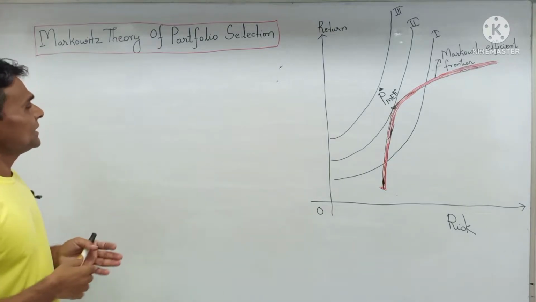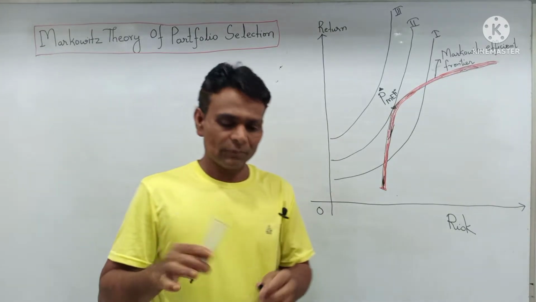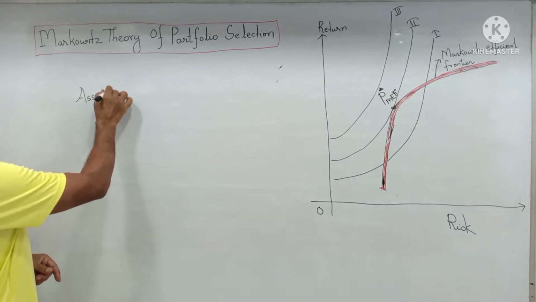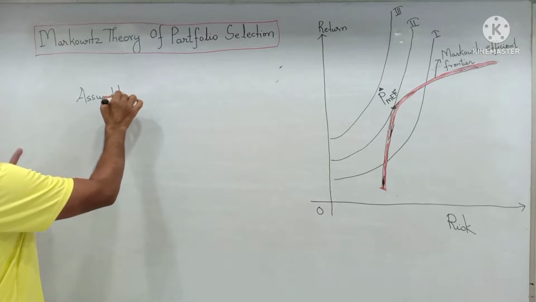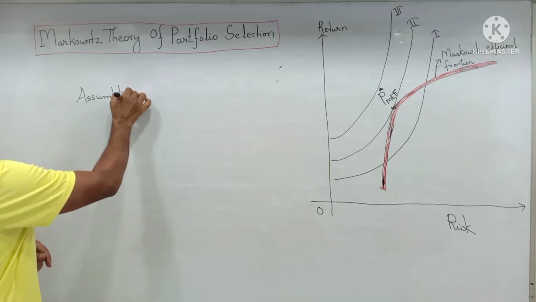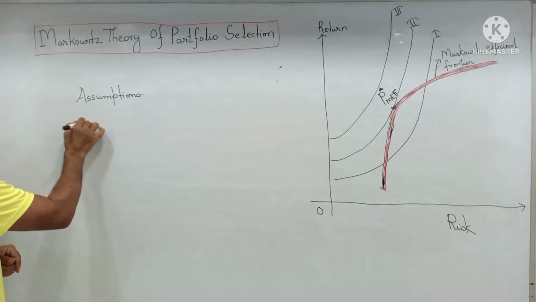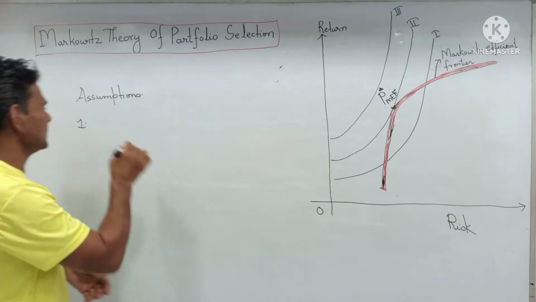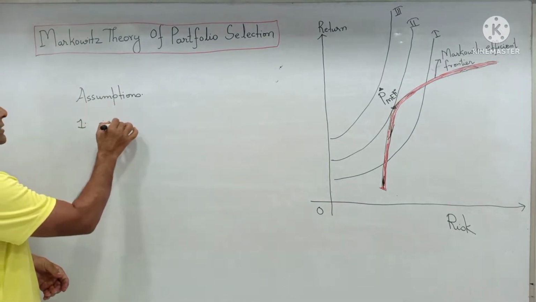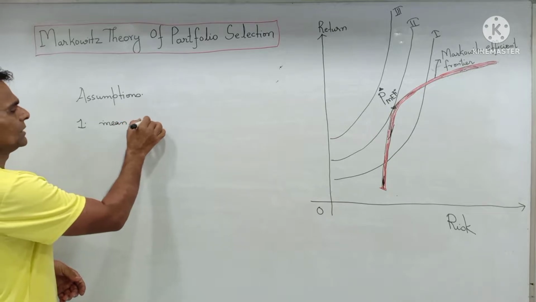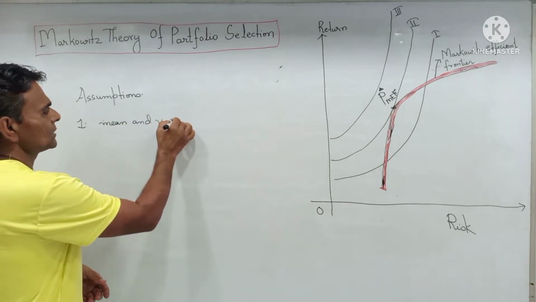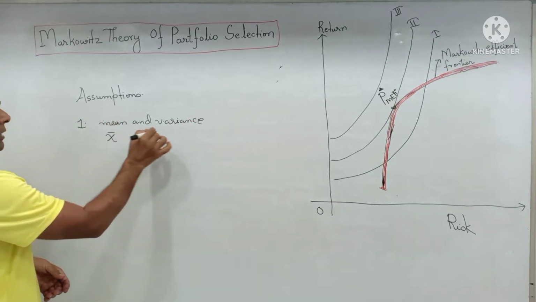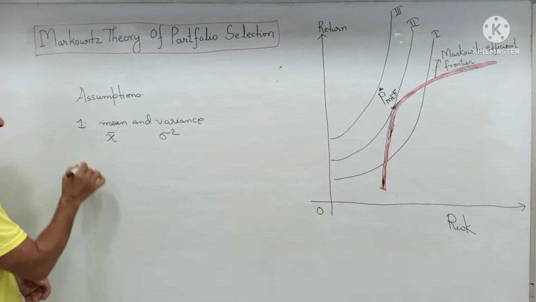Okay, and it is based on certain assumptions. There are four major assumptions on which this theory is built. The first one is: an investor will choose a portfolio on the basis of mean and variance of expected return. Mean and variance, this is assumption number one. Mean is denoted x bar, sigma square denotes variance.